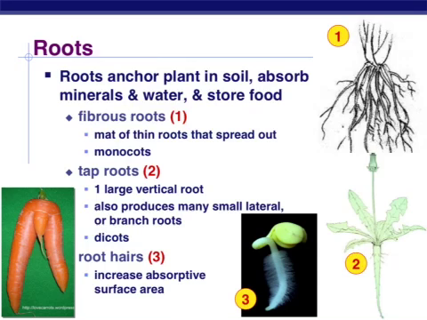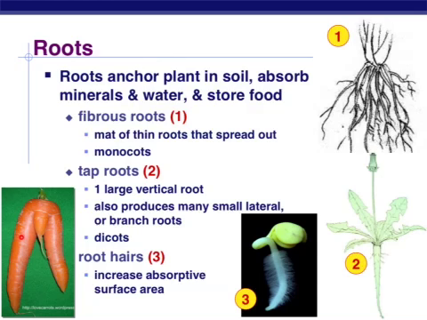Roots purposely anchor plants into your soil. They also absorb dissolved minerals and water, and in some cases they can store food, like these carrots, which are tap roots, and that's pretty much what they're predominantly known for. They store extra food. Now they come in two distinct patterns.